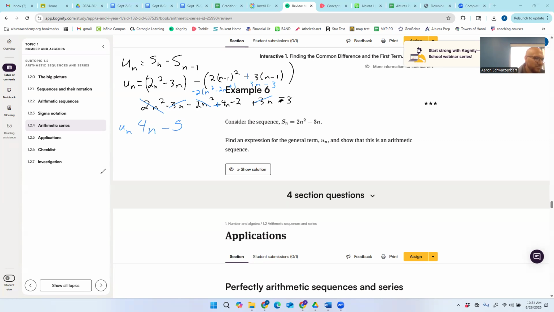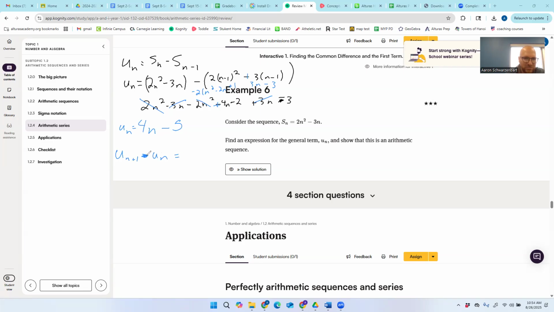I also know the next term, un plus 1 minus un. So un plus 1. Now I've got the formula for u sub n. I suppose my common difference is 4. Is that all it asked me for? Find an expression for the general term. Okay, I've got to get the general term.